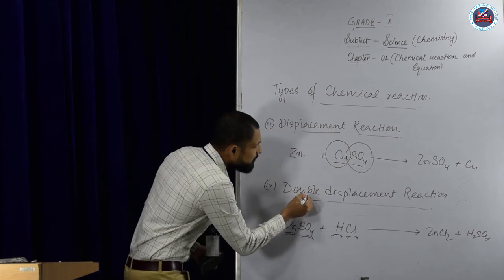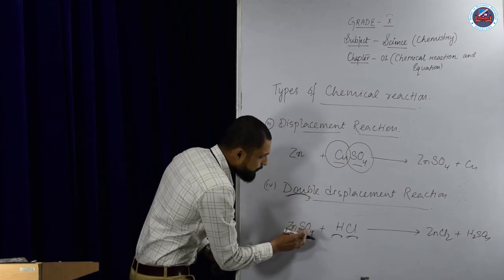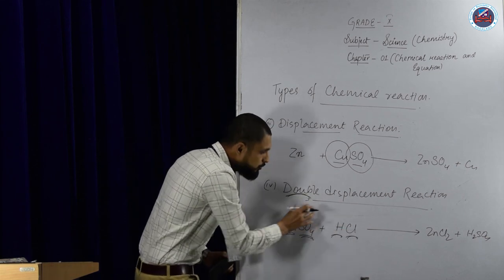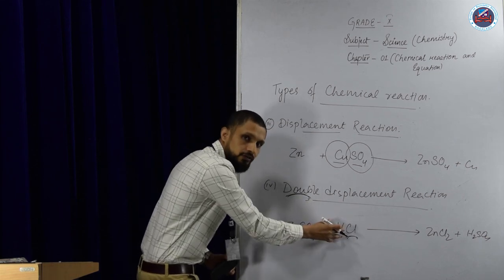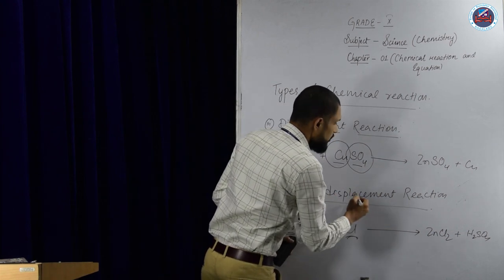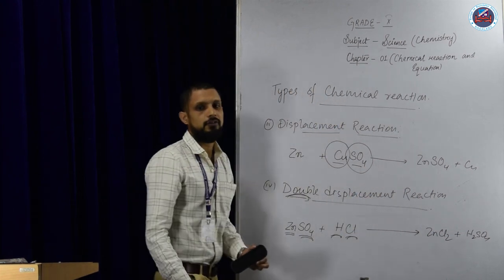Now why do we use the term double? You can see zinc is displaced, hydrogen is also displaced, so there are two displacements taking place. That's why this reaction is known as double displacement reaction.